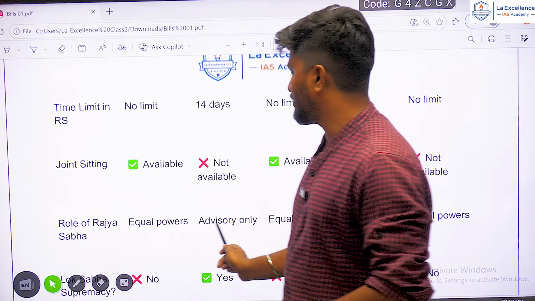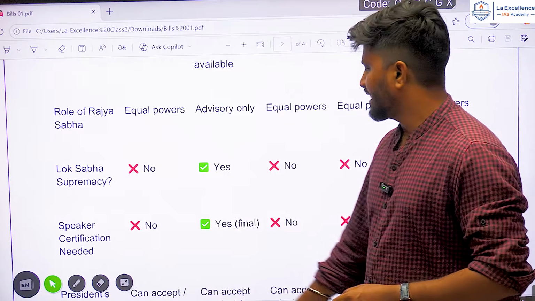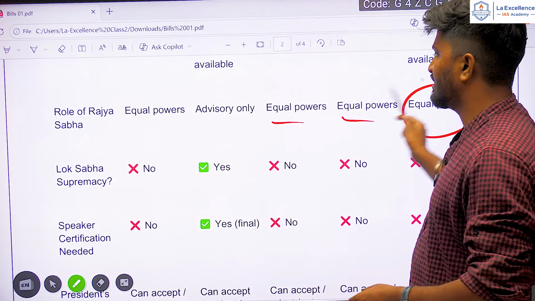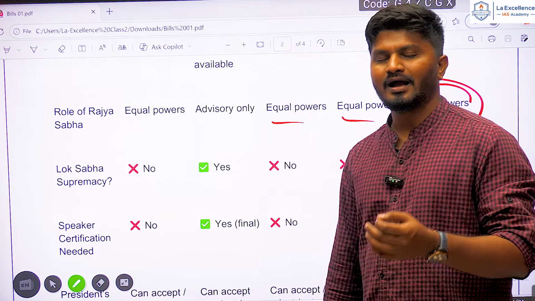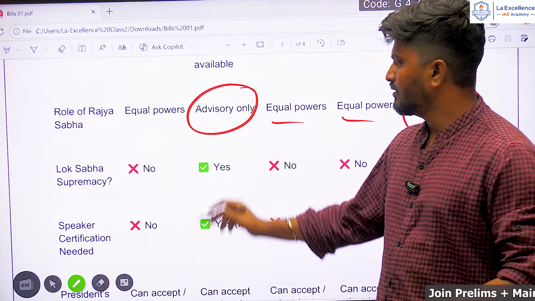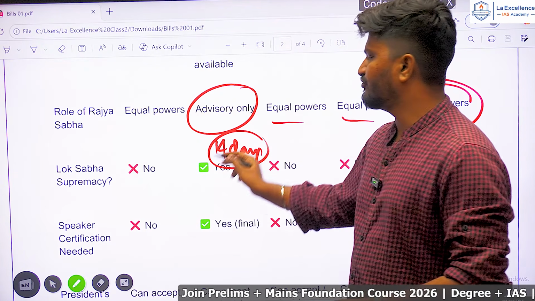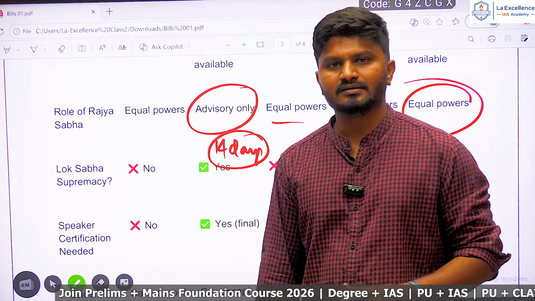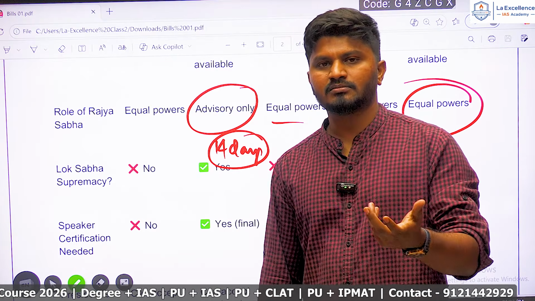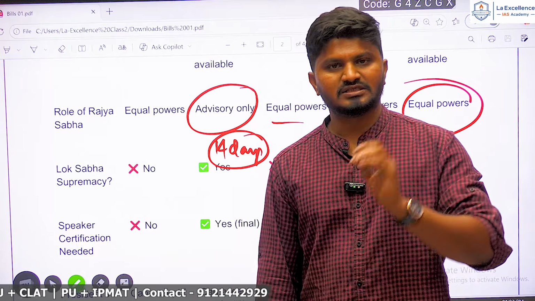Next is role of Rajya Sabha. With respect to ordinary bills, they have equal powers. They have equal powers with respect to financial bill 1, 2 and also constitutional amendment bill. But when it comes to money bills, they are only advisory in nature and they have been provided with only 14 days time limit. They cannot reject it. They can send certain recommendations back to the Lok Sabha, but whether the recommendations are accepted or not is left to Lok Sabha.